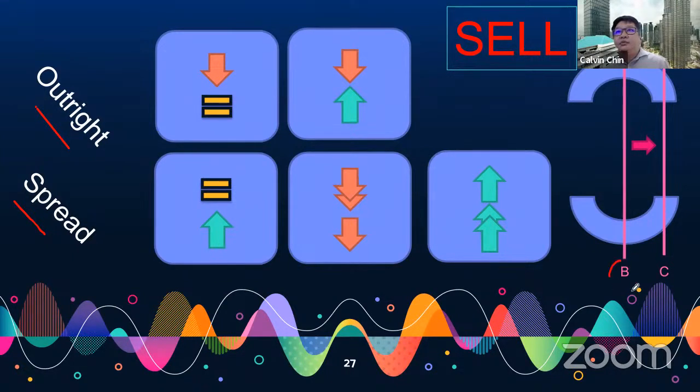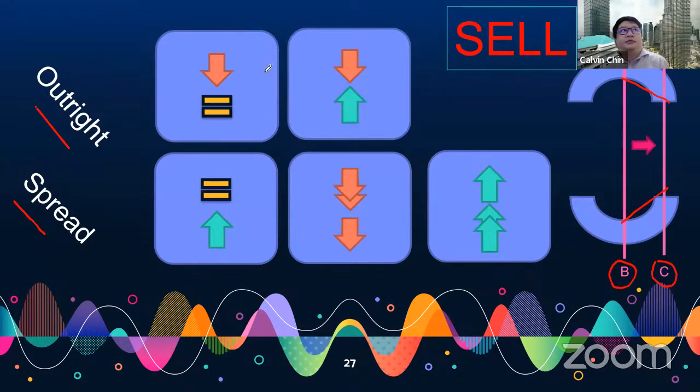is the spread will go from B point to C point. That means it is narrowing. So when spread drops, it's because the spread is narrowing. Okay. So in here, I also show you 5 scenarios which can get spread narrowing.